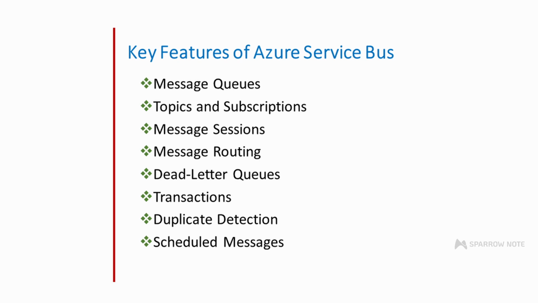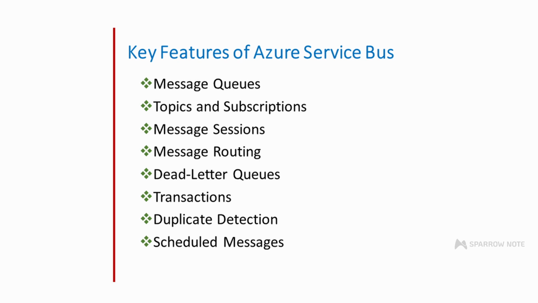Message sessions. Azure Service Bus supports message sessions, which allows for the management of ordered message processing and correlation of messages in a session. This is particularly useful when processing stateful workflows. Message routing. Service Bus allows for the routing of a message based on content, enabling complex message processing patterns. This helps in building distributed systems that need to process messages differently based on their content.